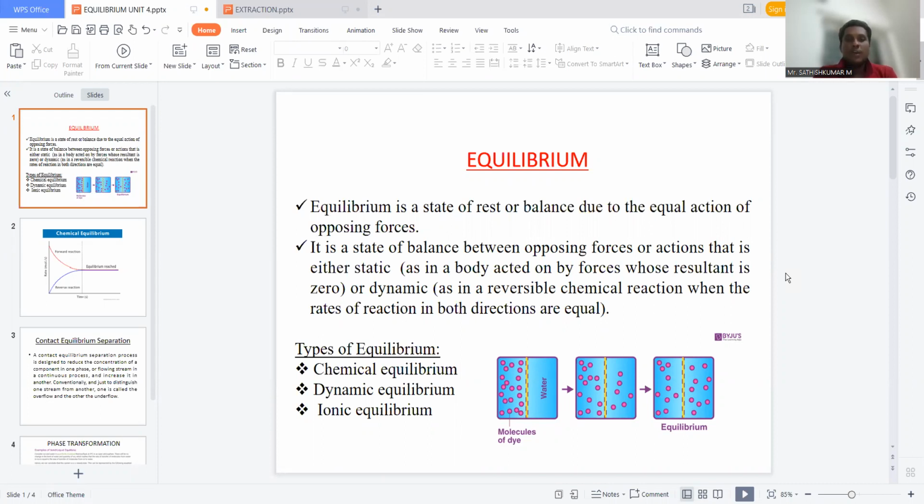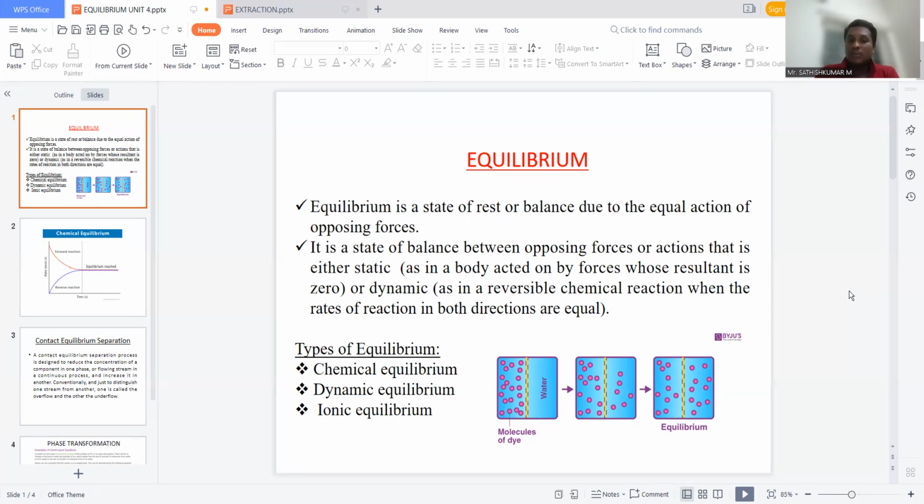First, we have to go into the equilibrium separation process. First, we have to know what is equilibrium. Equilibrium is a state of rest or balance due to the equal action of two opposing forces. It is the state of balance between two opposing forces or actions that is either static, as in a body acted on by forces whose resultant is zero, or dynamic. Dynamic means, as in reversible chemical reactions, when the rates of reaction in both directions are equal.